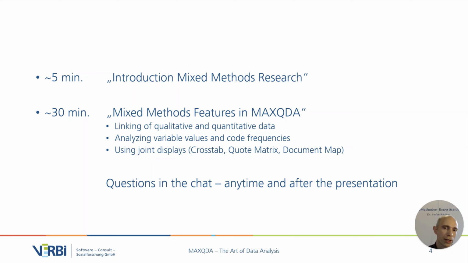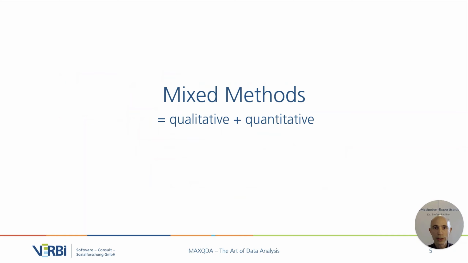So let's start with a short introduction on mixed methods research in the context of MAXQDA. What is important here? I define mixed methods as having qualitative and quantitative data in a single project. And the plus sign here in the middle is very important because it symbolizes the idea of integration. It's not only having a qualitative and a quantitative part in your study that are not connected or intertwined, but having qualitative and quantitative data and results combined and integrated on several stages.